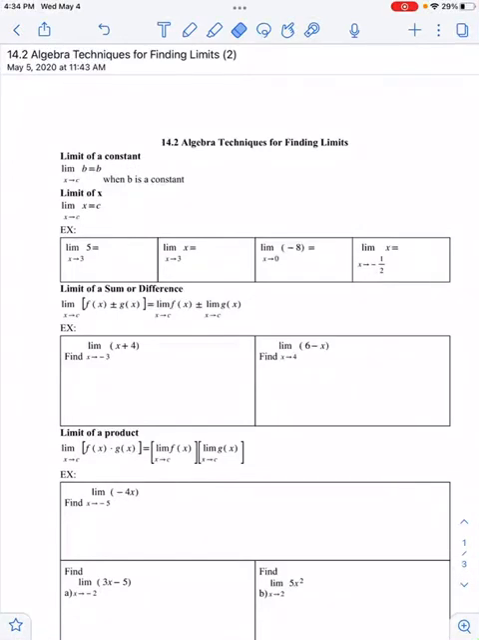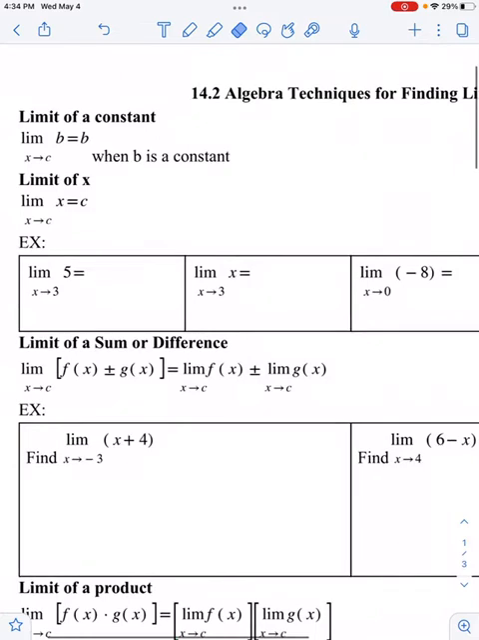Let's start the notes on 14.2, Algebra Techniques for Finding Limits. So just continuing our lesson on limits, but now doing the algebraic way. The first new thing is how we have the limit as x approaches 3 of 5. This 5 is like the equation y equals 5, which looks like this, like up 5 and then a line.